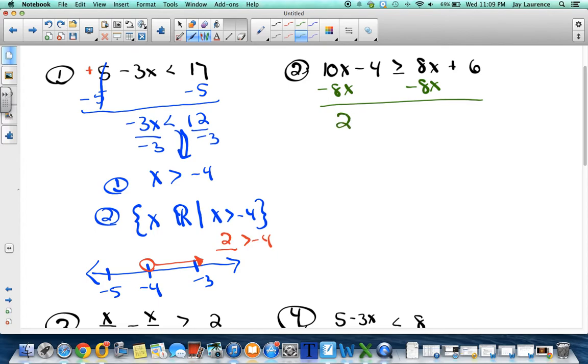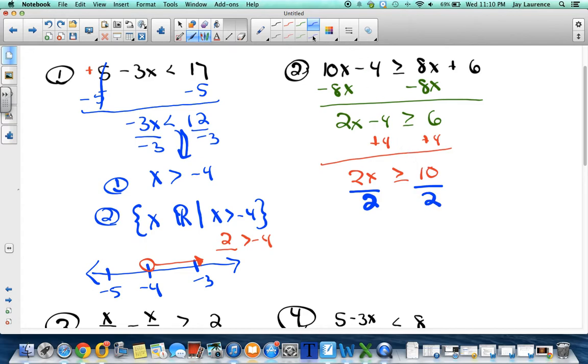When I do that, I end up with 2x minus 4 is greater than or equal to 6. Now it's just a 2-step inequality. I'm going to add 4 to both sides. I'm going to get 2x greater than 10. Now I'm going to divide by 2. Is the inequality going to change direction?